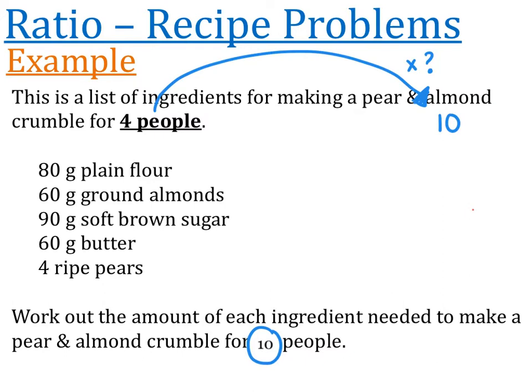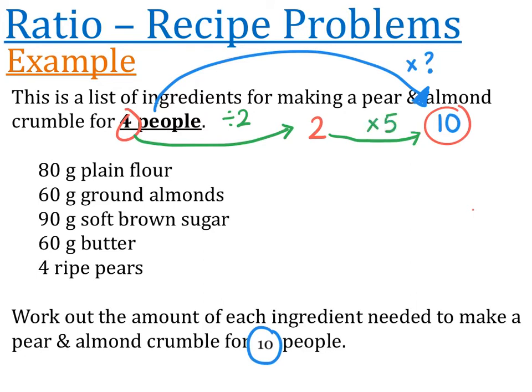There's another number that 4 and 10 have in common, and that number is 2. I know that I can very nicely get from 4 to 2 by doing divide by 2, and then I know I can nicely get from 2 to 10 by doing times by 5. So I've got 2 steps to do there. I'm going to make a list of all the ingredients that I need to make crumble for 2 people, and then I'm going to times all of those by 5 to make the list of crumble for 10 people. All right, let's get started on this.